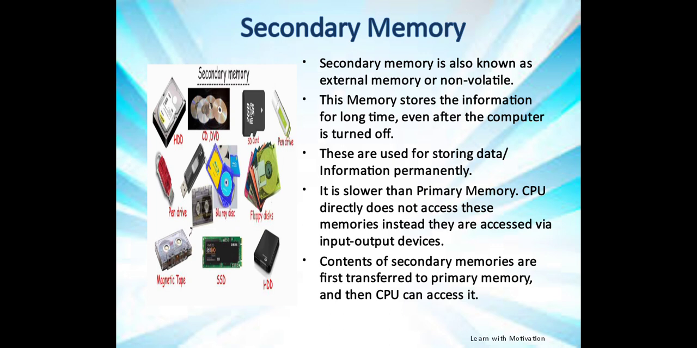It is portable, you can take it anywhere. These are used for storing information permanently. It is slower than primary memory. The CPU does not access this memory directly. Instead, it is accessed via input and output devices. Content of secondary memory is first transferred to the primary memory and then the CPU can access it.